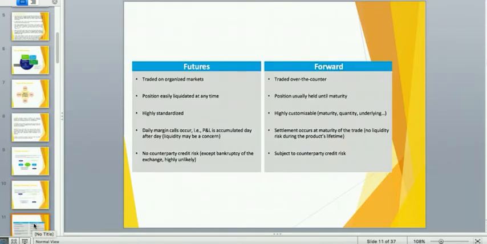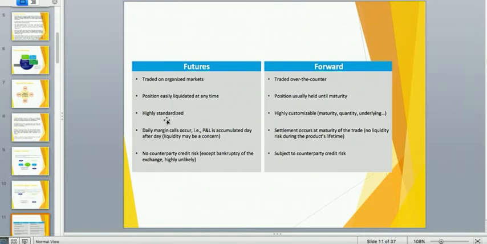To summarize, this is a tabular representation for futures and forwards. Quick look: futures are traded on organized markets, forwards are traded over the counter. In futures, because it's on the exchange and because they are standardized, there would be high liquidity and positions can be easily liquidated at any time. Vis-a-vis, you look at forwards, there won't be any liquidity, right?